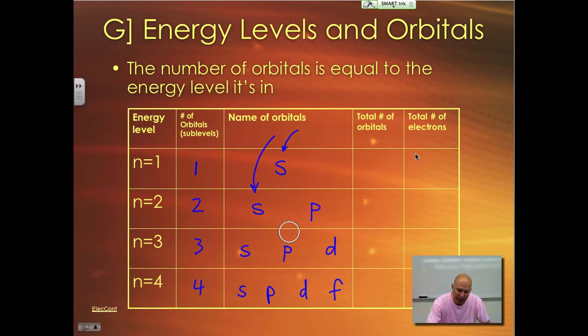So the way that we differentiate between the s in the first and the s in the second, or third or fourth for that matter, is by placing a 1 in front of the first one. Because it's in the energy level n equals 1, and it's the first s, we call it the 1s. We would call the s in the second energy level the 2s. Of course, this would be 3s, and this one down here would be the 4s.